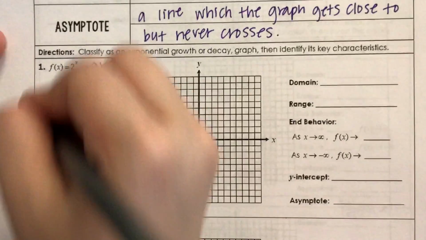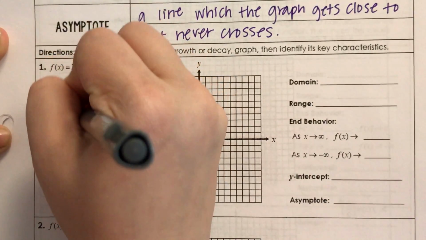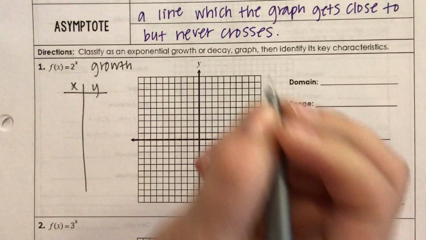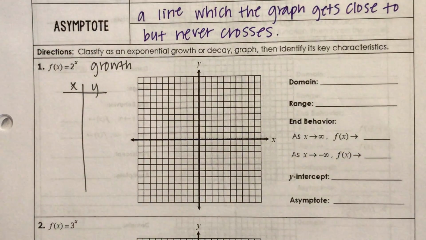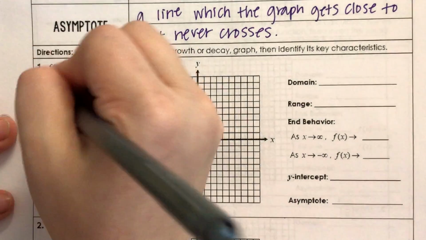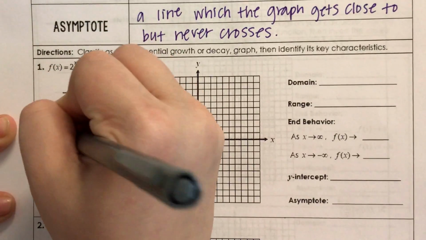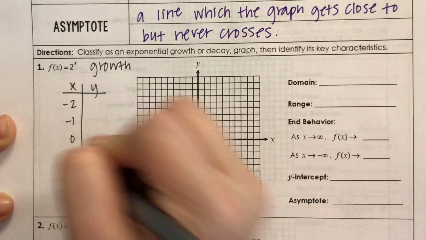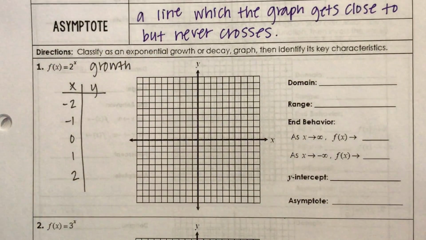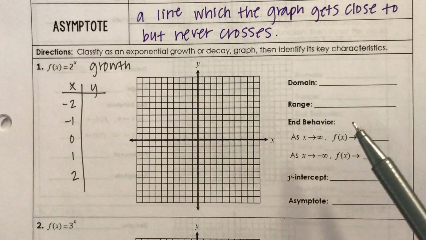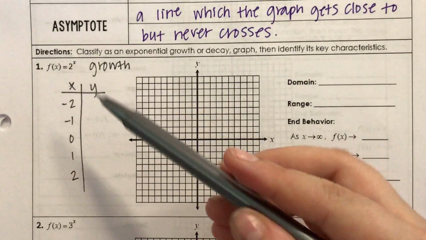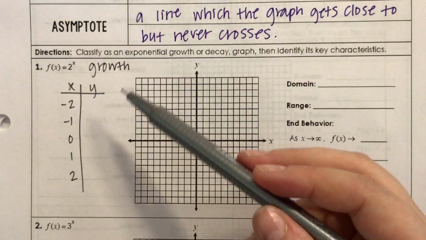So we're going to use a table of values to graph. Remember the 5 points I like to pick? This is the 5 points you're always going to use to graph: -2, -1, 0, 1, and 2. So when you graph, you want to use a minimum of 5 points, and I like to keep them around 0 because they're really, really easy to plug in mentally.